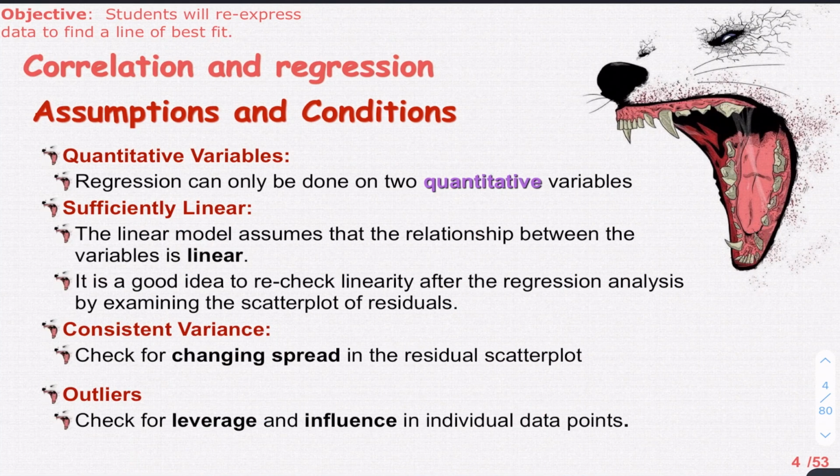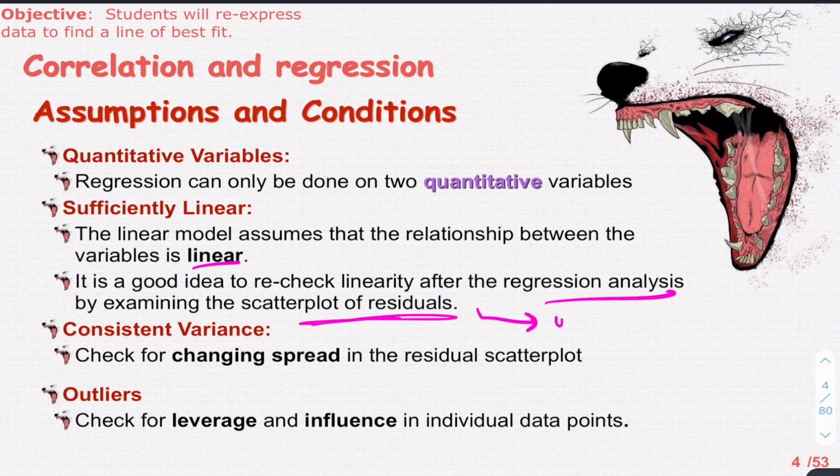Well, what does that mean? When we talked about correlation and regression, the assumptions that we've made is that, one, quantitative variables. We are dealing with two quantitative variables. Our scatter plots are sufficiently linear. So a linear model assumes the relationship between the variables is linear, and then we check the linearity of the regression analysis by looking at the scatter plot of the residuals.